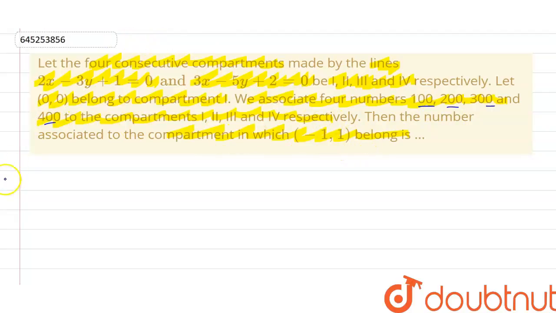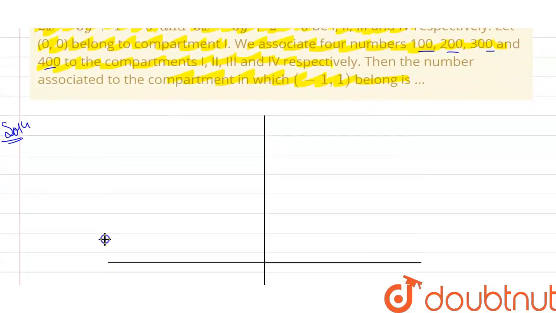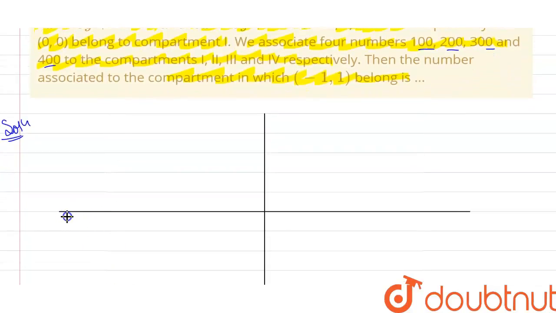So first of all, this is the solution part. I'll make a coordinate axis here to plot these two lines. Suppose this is the coordinate axis I have.